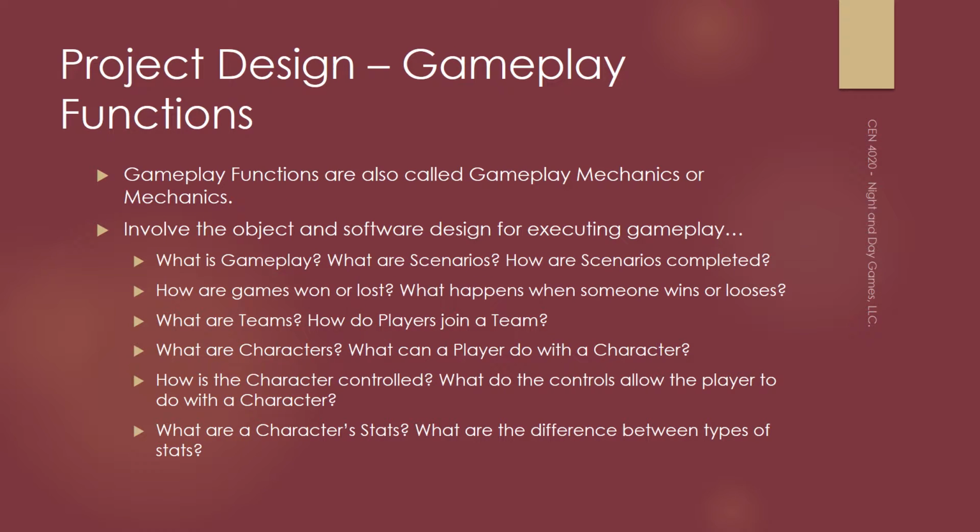We will now cover some of the core mechanics that occur during gameplay after the player has selected to join a game and has fully authenticated through the join game process. We will cover what constitutes gameplay, what scenarios are and how they are executed during the gameplay process. As well, we will cover how a game is considered won or lost. Another mechanic we will discuss is the concept of teams and how teams work. And finally, we will discuss what a character is, how a character is controlled, and what a character is composed of in relation to the player.